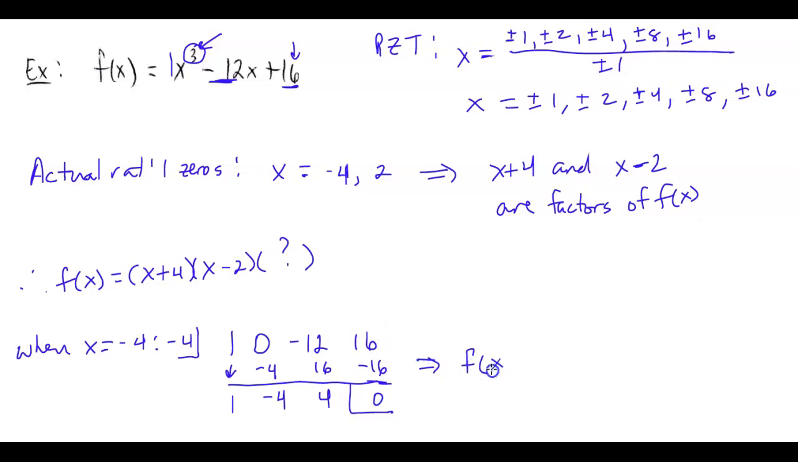So this is telling us that f of x at this point can be written as x plus 4 times, and down here we know that since we had a polynomial of degree 3, divided by a polynomial of degree 1, this is going to be my x squared coefficient, x coefficient, number coefficient, okay? And so this would be x squared minus 4x plus 4.